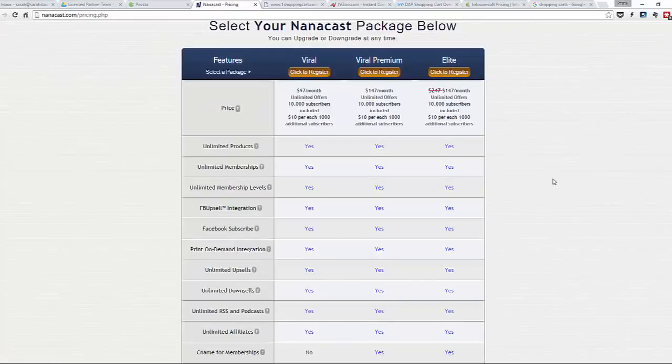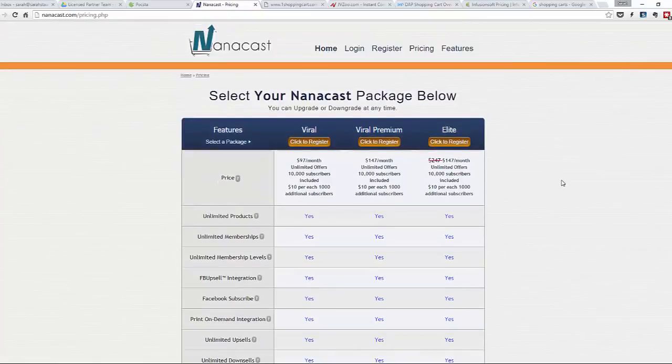The plus points with Nanocast were the fact that they host everything for you, and they can also host your members area. So this is really good. What this means is when you deliver a product, especially a digital product, let's say you sell an ebook, the download page is 100% secure. Nanocast will actually host your download page or your members area for you.